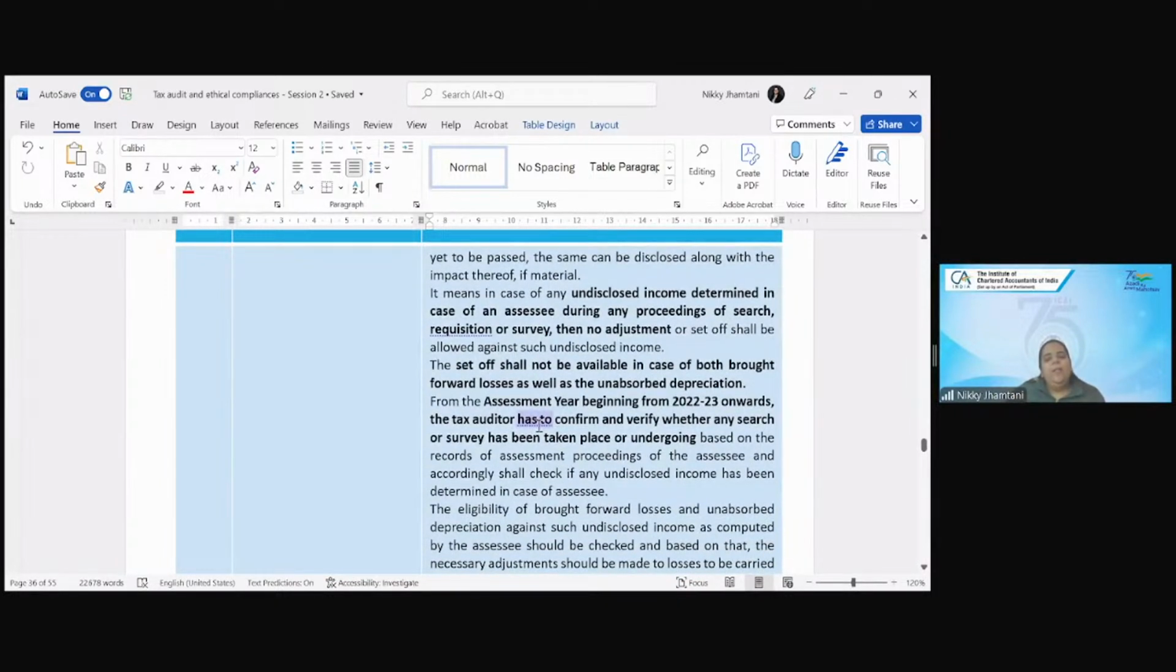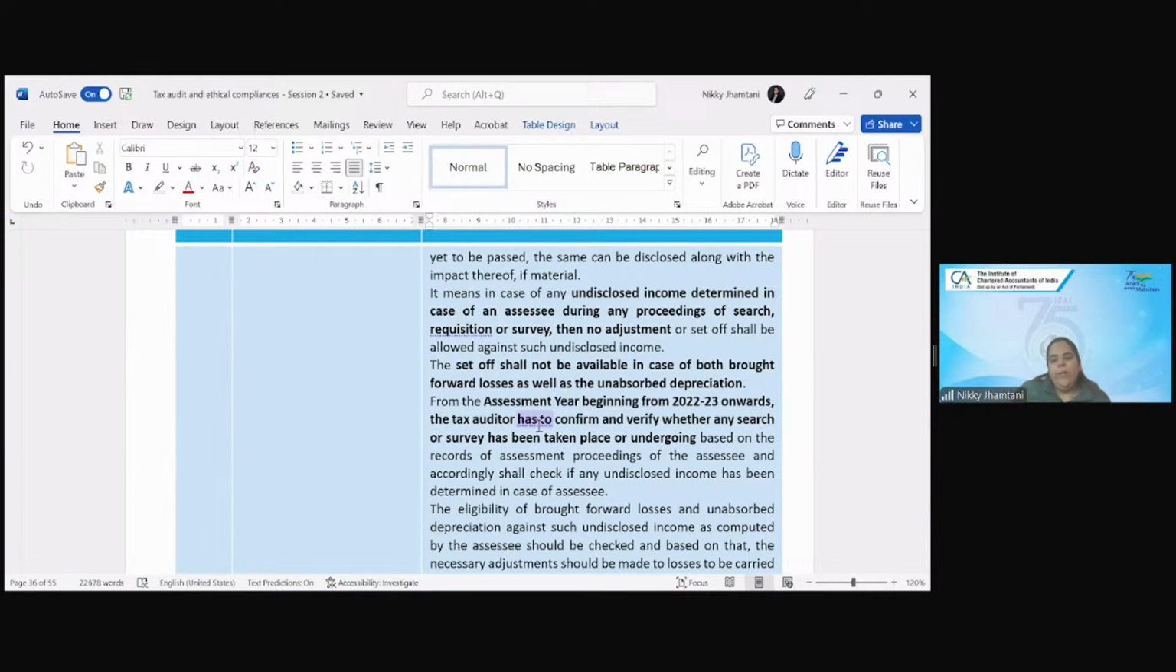It means that in any case of undisclosed income determined in the case of an assessee during any proceedings of search, requisition, or survey, then no adjustment or set off shall be allowed against such undisclosed income. The set off shall not be available in case of both brought forward losses as well as unabsorbed depreciation.